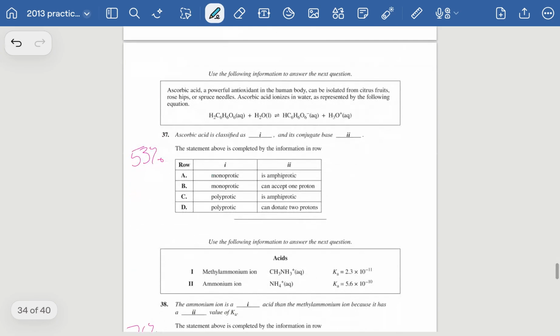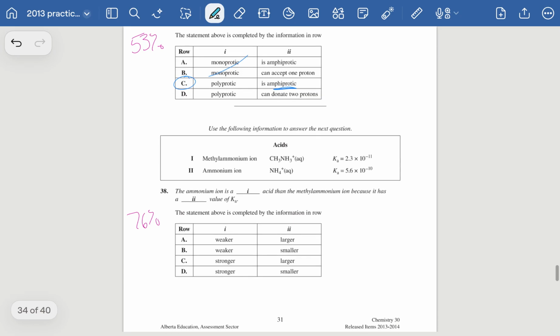This next one, ascorbic acid. We have this as ascorbic acid. And because you can donate more than 1 hydrogen, it's polyprotic. And then asking about its conjugate base, its conjugate base is this one over here. Because you have 1 hydrogen and a negative, that means you're amphiprotic. You can act as an acid with that hydrogen and as a base with that negative. So this is C.